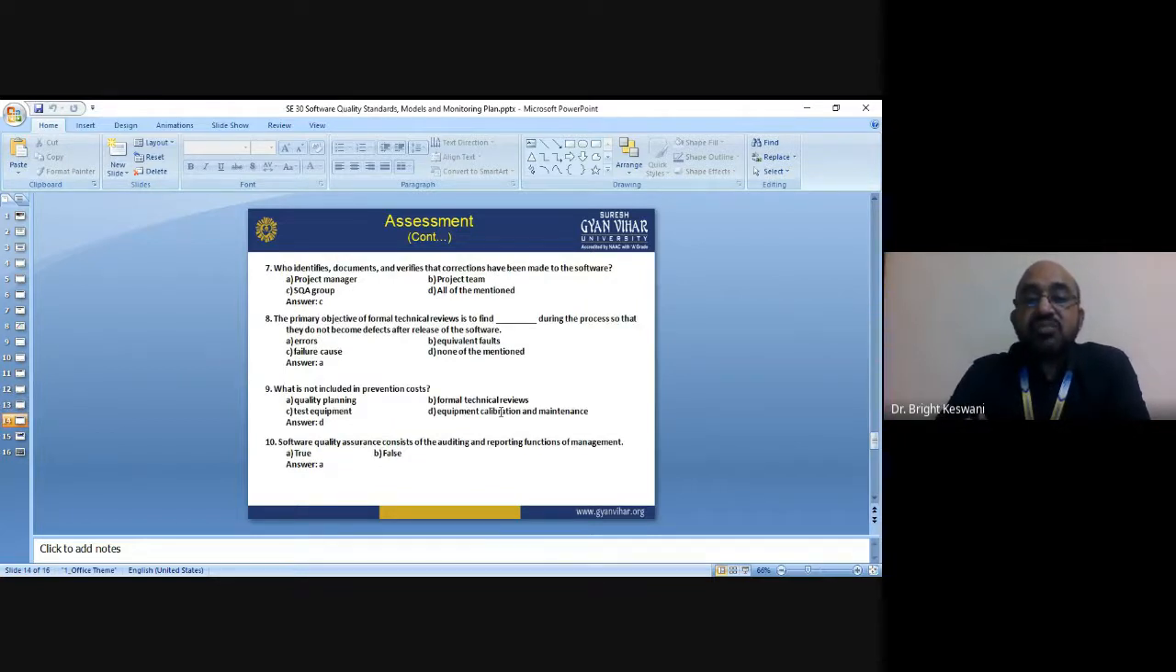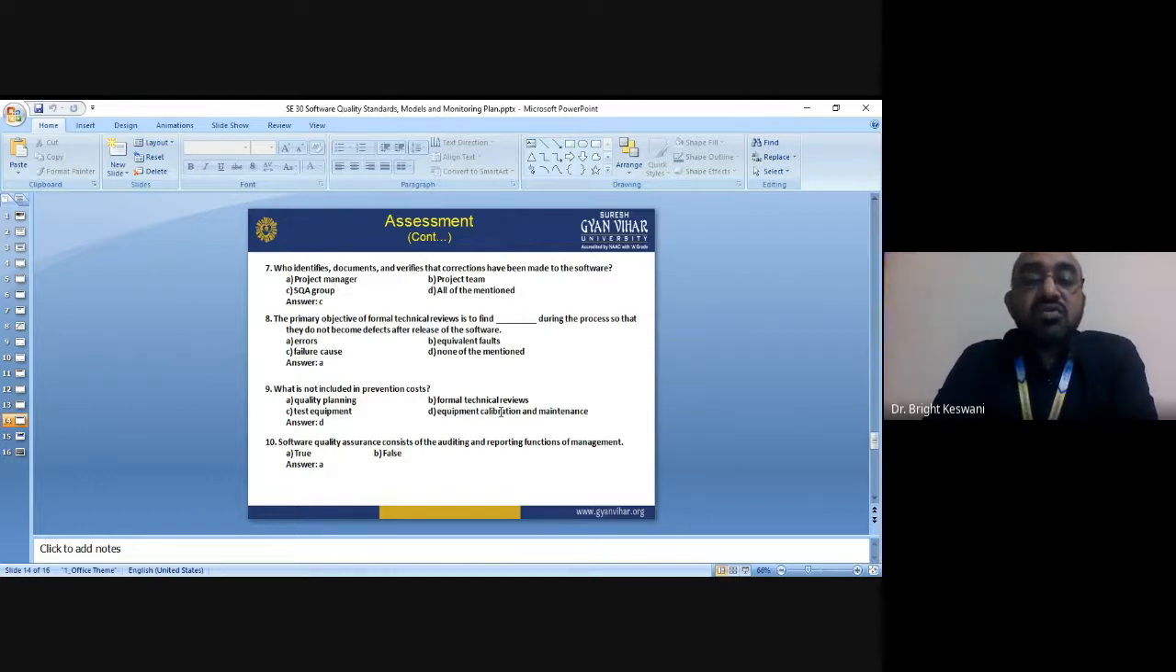Who identifies, documents and verifies that corrections have been made to the software? Project manager, project team, SQA group, or all of the above? The answer is SQA group. The primary objective of formal technical review is to find errors during the process so that they do not become defects after release of the software. So there are four options. First is error, second is equivalence fault, third is failure cause, and fourth is none of the mentioned. So the right answer is errors.